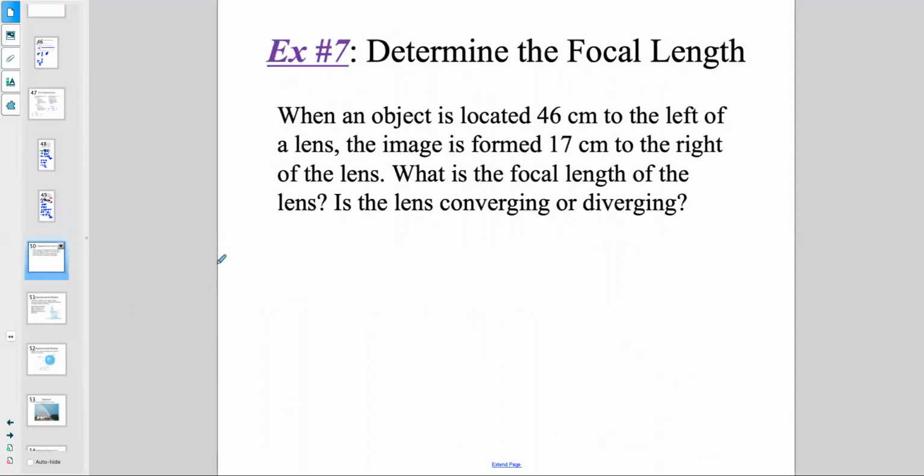So determining the focal length, I'm not going to solve this problem. I want you to do it. So I'll tell you what you need to do.